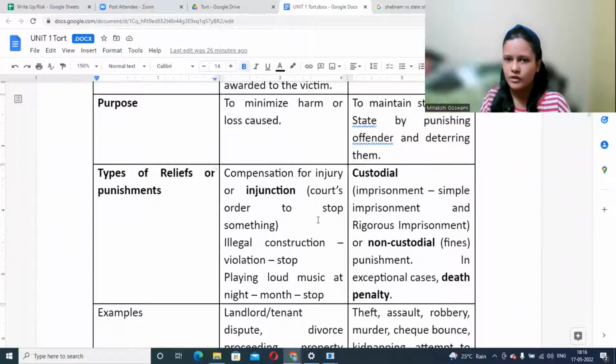Then when we talk about different types of reliefs, there is something called an injunction. Have you heard of it before? No. Injunction is nothing but a court's order. The court will order you that you do this or you stop doing this. Mostly you would see some half-constructed buildings where construction suddenly stops, right? What do you think might be the reason?